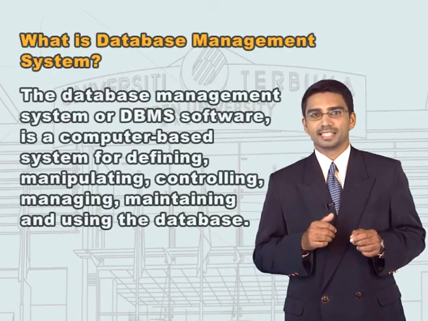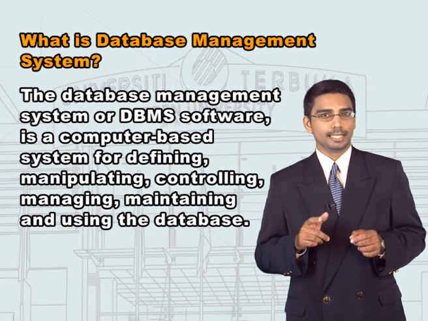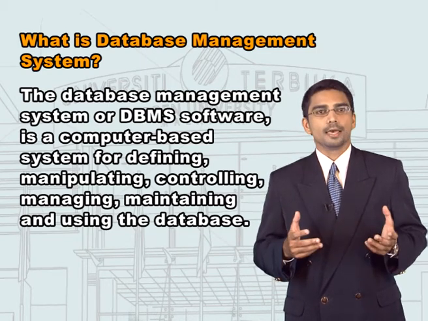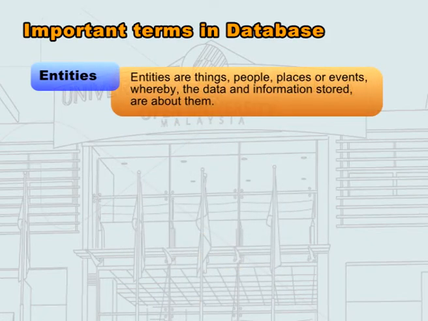The Database Management System, or DBMS software, is a computer-based system for defining, manipulating, controlling, managing, maintaining, and using the database. A number of important terms in databases are entities, attributes or fields, records, and files. 1. Entities are things, people, places, or events whereby the data and information stored are about them. Examples of entities are students, employees, and cars.